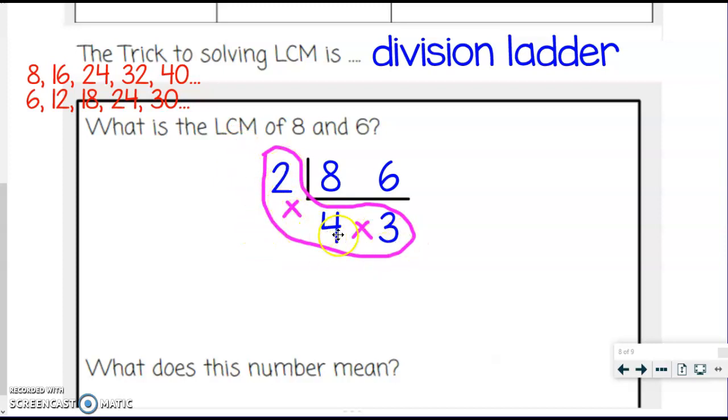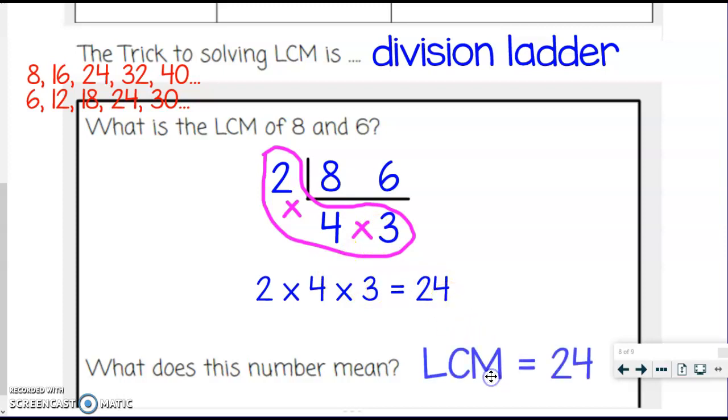So we're going to take 2 times 4 to get 8. 8 times 3 will give us that 24. So we just multiplied all those numbers. I'm not worried about the 8 and 6. I'm just taking whatever's on the side and whatever's on the bottom. Let's say I had to do another step. I would multiply all those too, but you're only taking whatever's on this bottom row. So you multiply it together, and that gives you your LCM of 24. That is what this number means: it's our least common multiple.